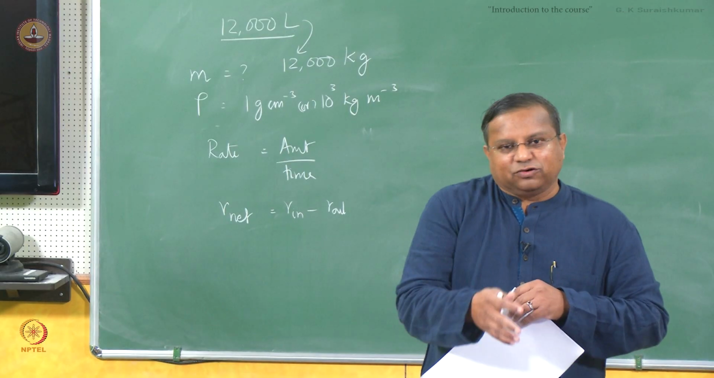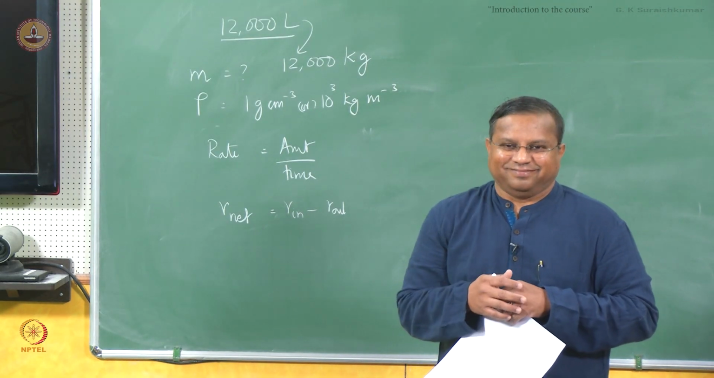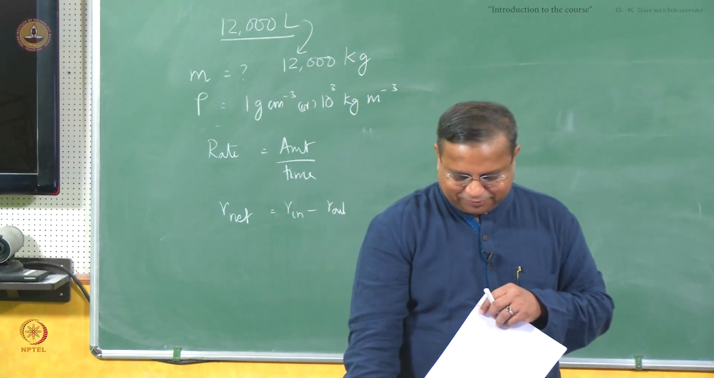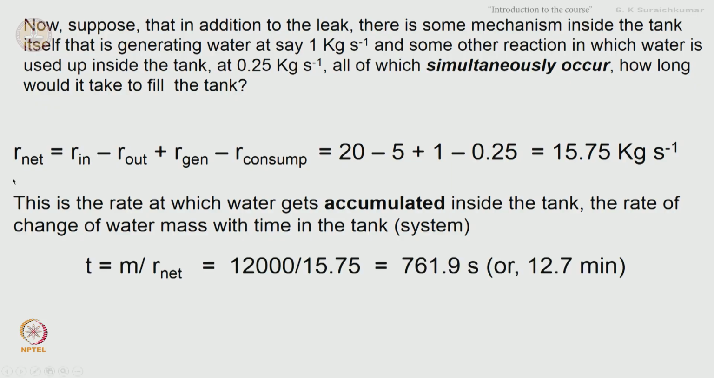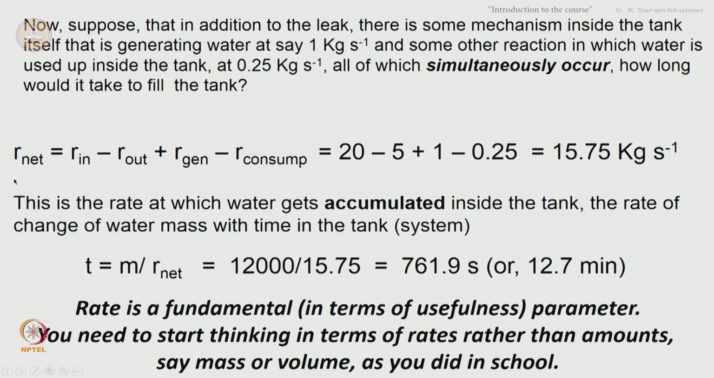Okay. And if you try to do this with intuition in the beginning, I am sure you would find it difficult. Okay. So, the time turns out to be 12,000 by 15.75 to complete that problem. So, that is 761.9 seconds or 12.7 minutes. In other words, rate is a fundamental parameter in terms of usefulness, and you need to start thinking in terms of rates rather than in terms of amounts, say mass or volume, that you did in school. Okay. Now, you need to have this firmly set in your mind.